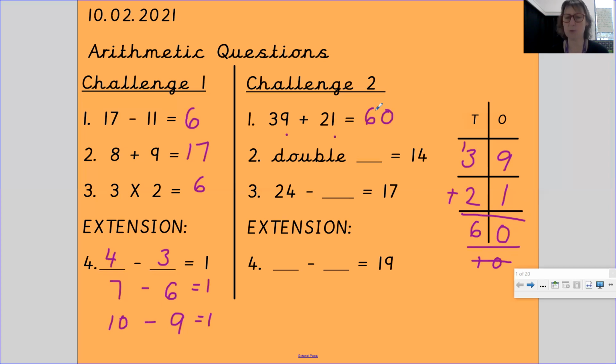Double something equals 14. So I'm going to count in 2s until I get to 14 and stop. 2, 4, 6, 8, 10, 12, 14. So double 7 is 14.